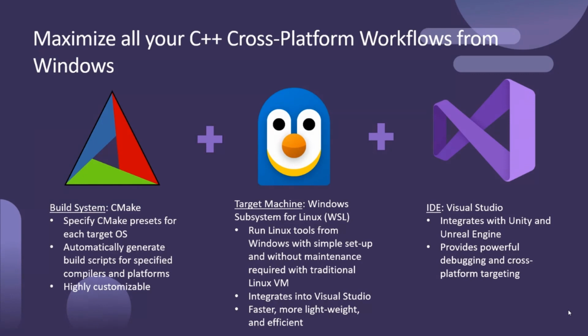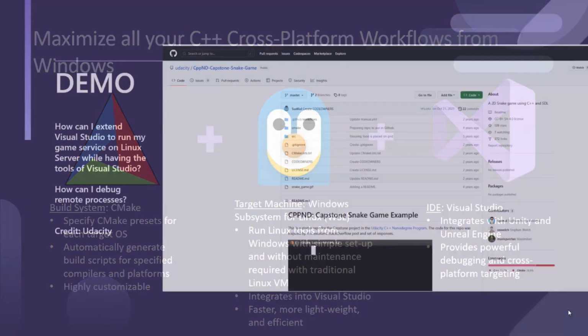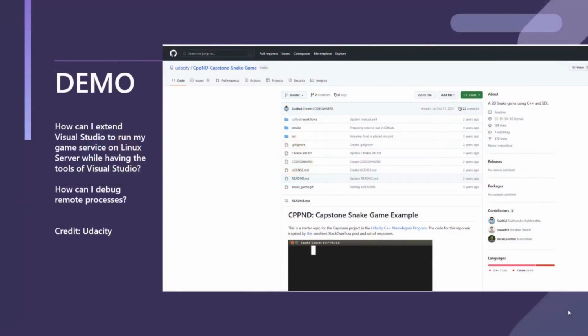To show you the power of using Visual Studio with CMake and WSL, we have a short demo today. What we want to answer with this demo is, how can I extend Visual Studio to run my game service on a Linux server while having the tools of Visual Studio, and how can I debug my remote processes? In this example, we have a Snake game that Udacity created for their C++ course, and this can run on Linux, Mac, and Windows, and it has some library dependencies for the graphics.